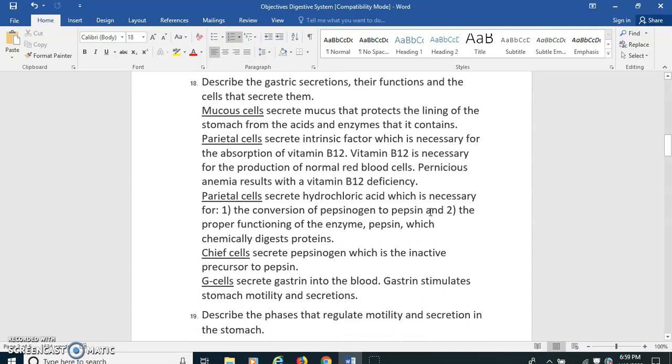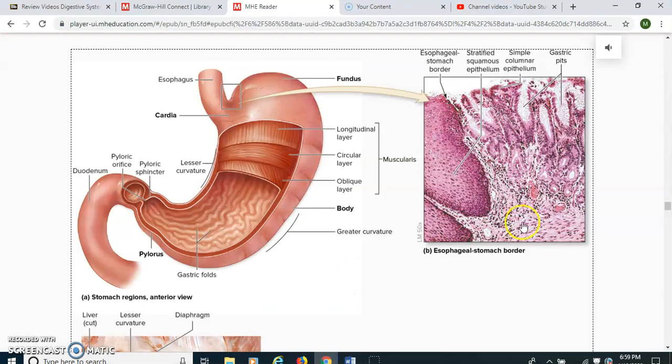So we're going to go in a little bit more detail and talk about the various cells that make up the epithelium that lines the stomach. These are in the mucosa layer. I think we'll probably get through this in this video, and then we'll talk about how the stomach's functions are regulated. So there is a picture that goes along with Objective 18 in the textbook.